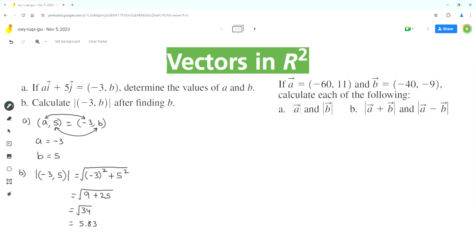So we are done with the first problem. Now we can analyze the second problem. If vector a is equal to negative 60 comma 11 and vector b is equal to negative 40 comma negative 9, calculate each of the following. So let's start with part A. So we have to calculate the magnitude of vector a and magnitude of vector b. So let's start with the magnitude of vector a.